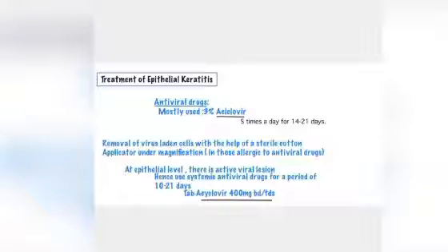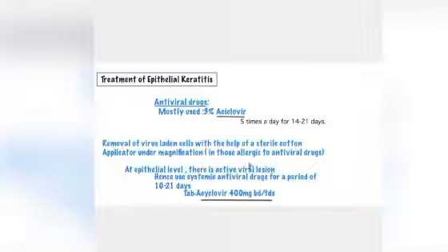I already told you the virus-laden cells present in the margin. You have to remove those cells with the help of a sterile cotton applicator under magnification. So we have to magnify the eye, see it properly, then use a sterile cotton applicator to remove the virus-laden cells. That has to be done very carefully. Only if the person is allergic to the antiviral drugs, or is not responding to the drug, we are using this method.